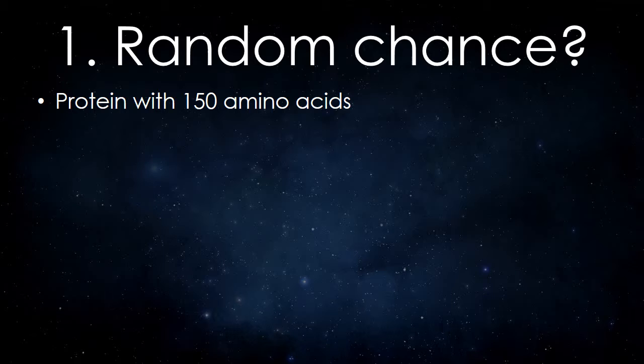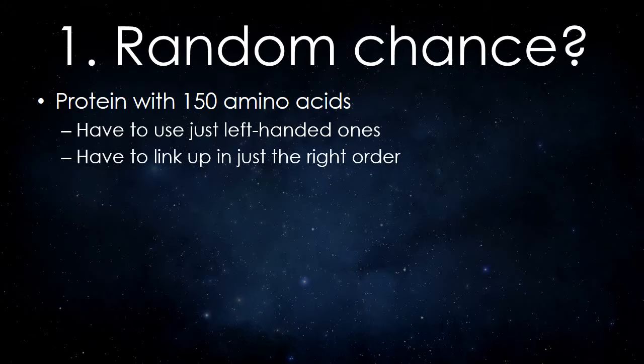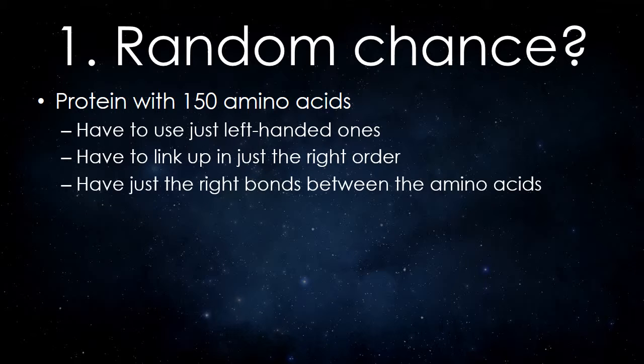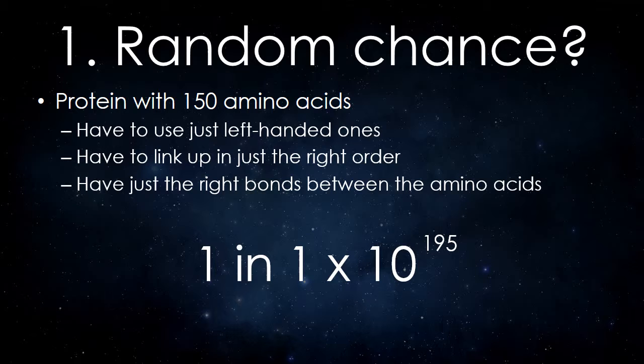Scientists have estimated the probability of getting a fairly small protein by chance. It is estimated that the probability of 150 left-handed amino acids linking up in just the right order with just the right bonds between them is just 1 in 1 times 10 to the 195th power. That's a 1 with 195 zeros after it.